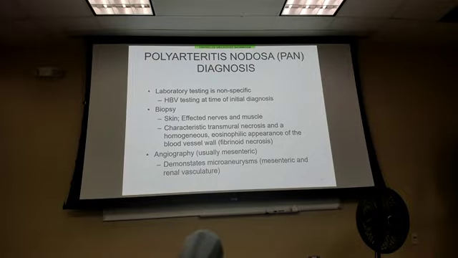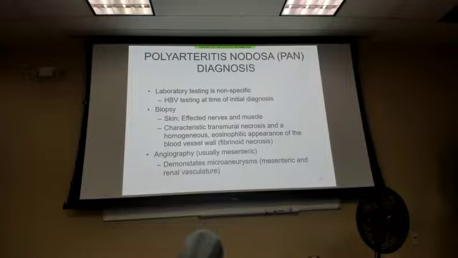Laboratory testing is non-specific, but of course we want to look at whether it's been 6 months since they had that Hep B. Biopsy, we're going to get in the skin, affected nerves and muscle: characteristic transmural necrosis and homogeneous eosinophilic appearance of the blood vessel wall. And then we'll get into some of that angiography so we can see if it's having some of that microaneurysms.